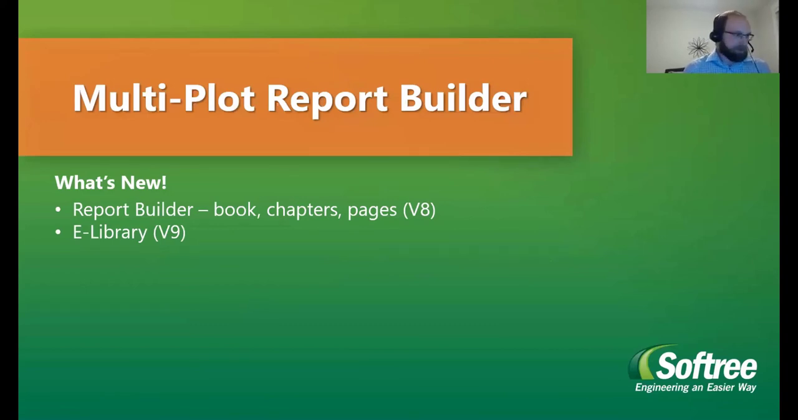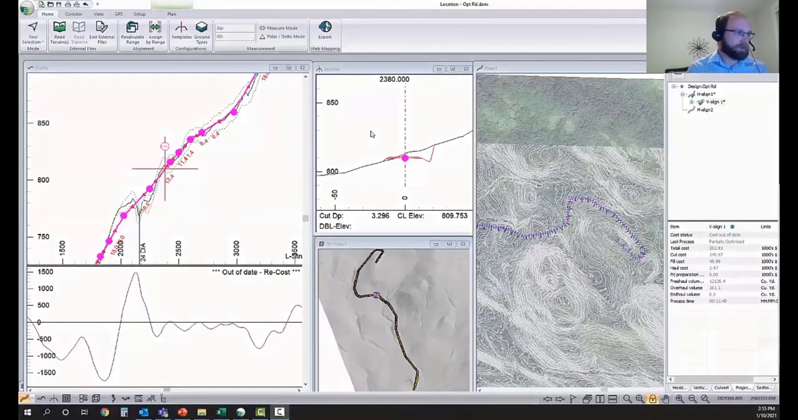Next we have our multi-plot report builder. So we've added in version 8, adding chapters and an e-library for those chapters and a book to carry those chapters. So before you just had to set up your pages and track them separately. Now we can have pages inside of chapters inside a book, and it makes it really fast to get a complete design package. So here we've got our design that we've been working with.